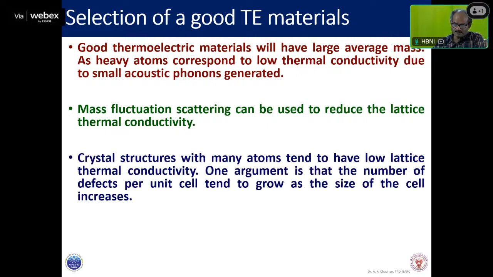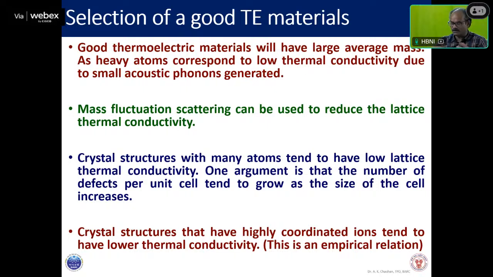Then crystal structures with many atoms tend to have low lattice thermal conductivity. One argument is that the number of defects per unit cell tends to grow as the size of the cell increases. If you go on increasing the size, the defects will continue to increase. So crystal structures that have highly coordinated ions tend to have lower thermal conductivity, though it is an empirical relation only.